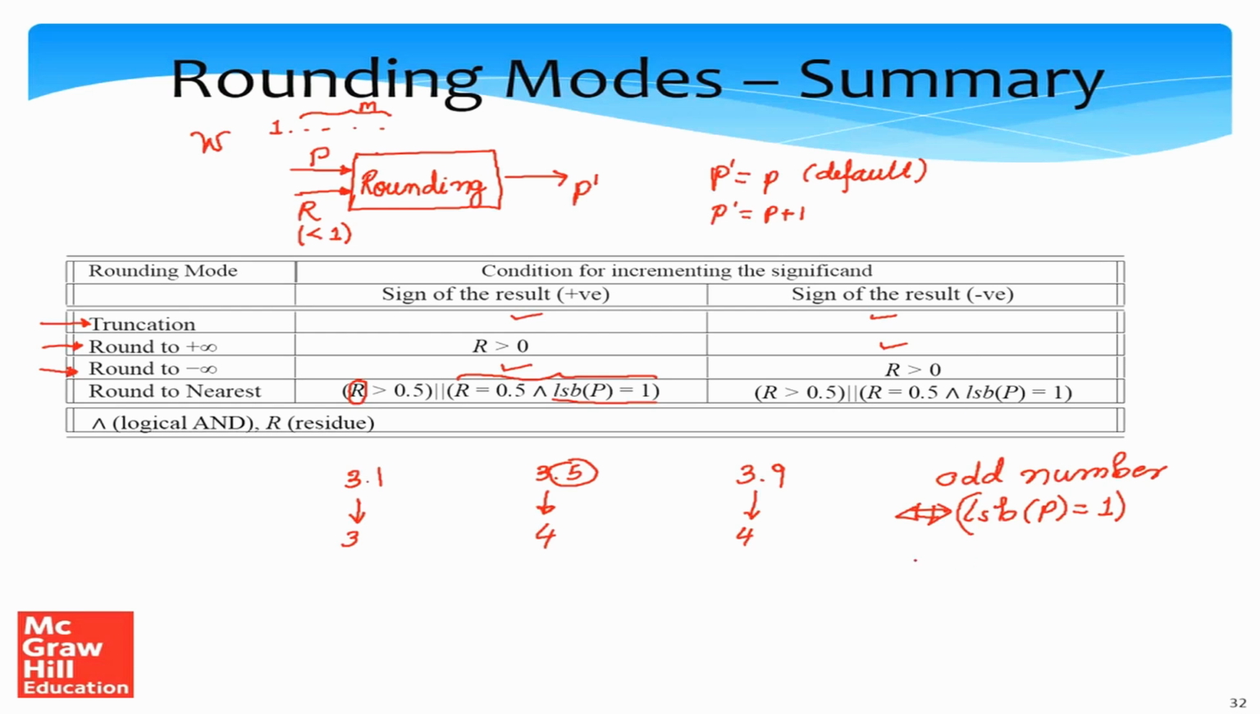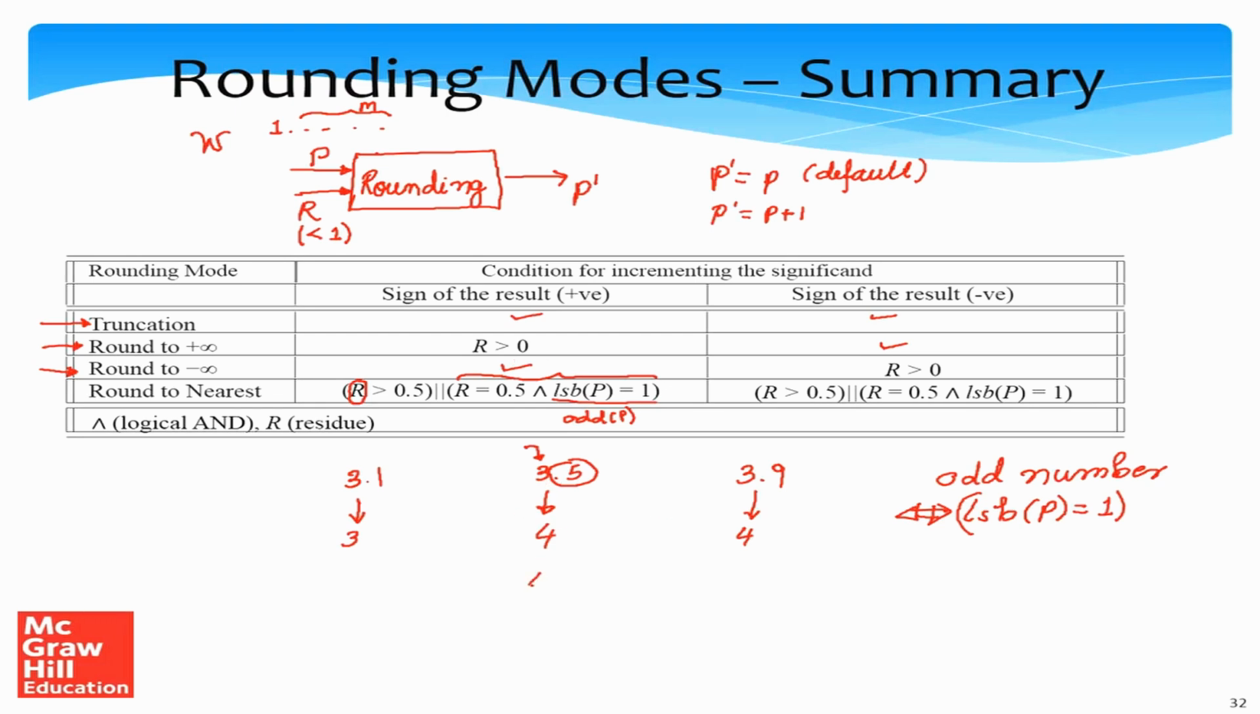And the reason is very simple. In this binary notation, which is a sum of powers of 2, for an even number its least significant position has to contain 0, because the rest of the numbers are powers of 2, multiples of 2 essentially. And for an odd number, the least significant bit position should be 1. So what we are essentially checking here is that p is an odd number. In this case, the significand p is 3, which is an odd number, and the residue is 0.5. That's the reason we are incrementing 3.5, rounding it to 4.